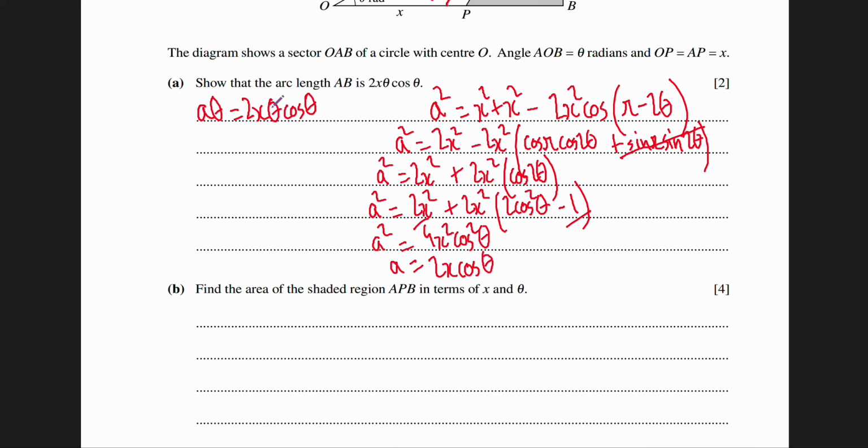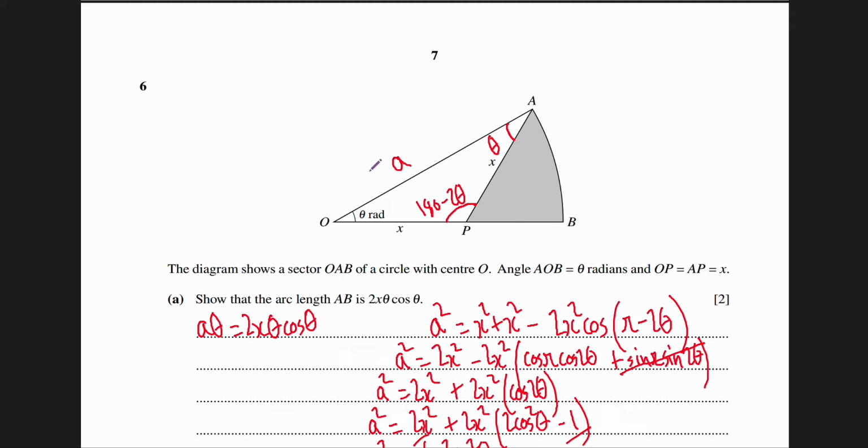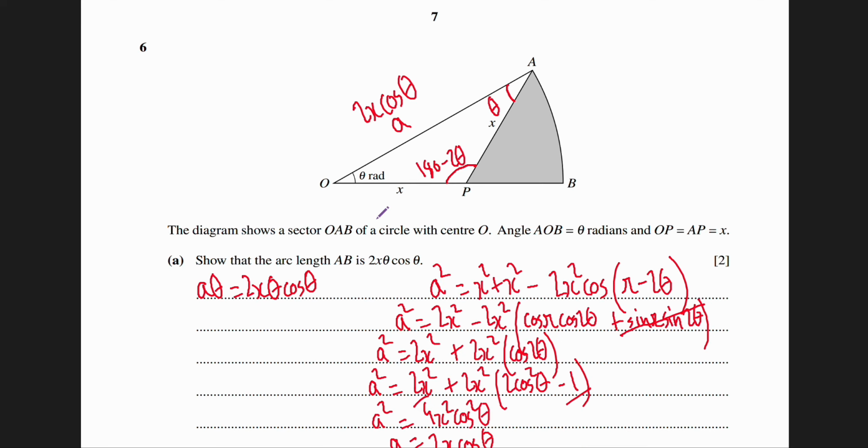Now we know what this is. So now A is equal to 2x cos theta. And to find AB, we just do 2x cos theta times theta. That gives us 2x cos theta times theta. You can just rewrite that as 2x theta cos theta. And that's what we needed to show.